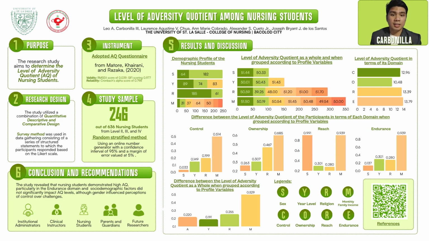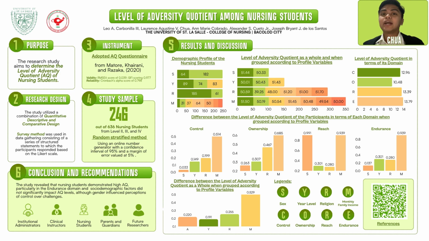The study sampled 246 out of 636 sophomore, junior, and senior nursing students enrolled in the academic year 2024 to 2025 in their second semester, using Slovin's formula. Random stratified sampling ensured proportional representation by year level using an online number generator with a confidence interval of 95% and a margin of error valued at 5%. Participants were randomly selected using unique identifiers and verified for eligibility to minimize selection bias.